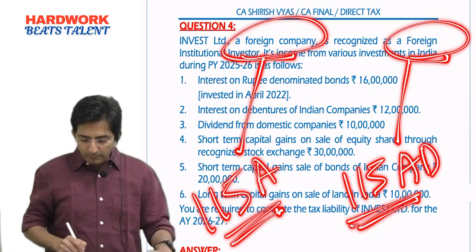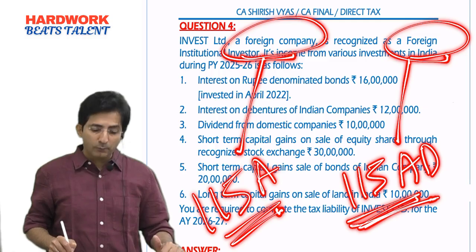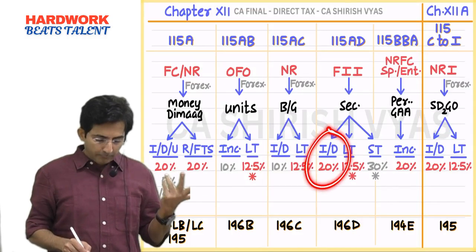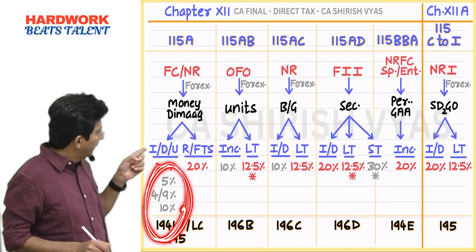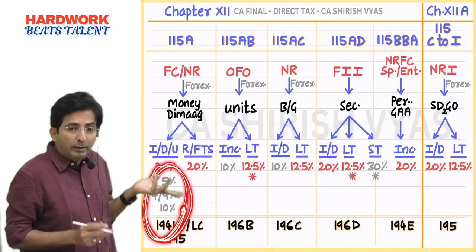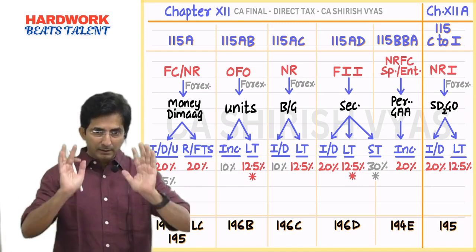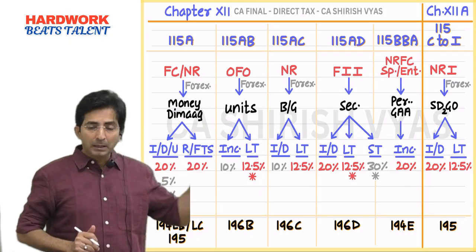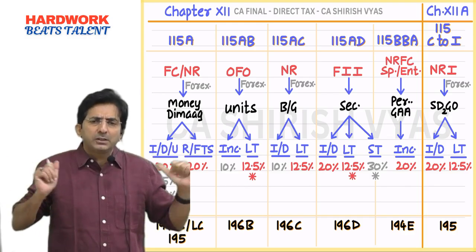Like see 115AD, what is the tax rate on interest in 115AD? Here, it is 20%. But if you are able to get these percentages, 5, 4 and 9, why will you not take that? So sometimes an assessee qualifies under multiple sections. So you can use the one which is beneficial.